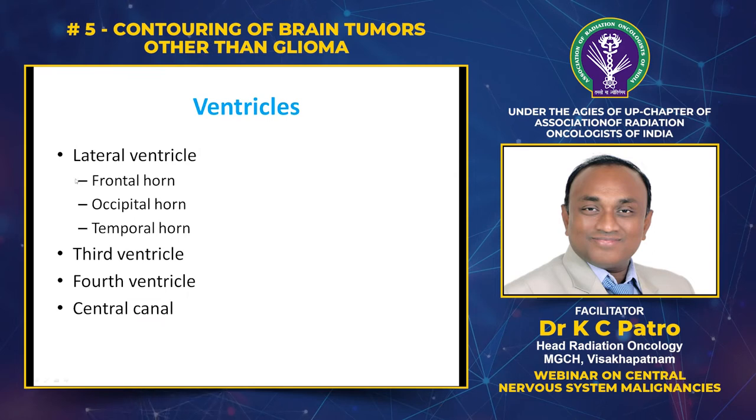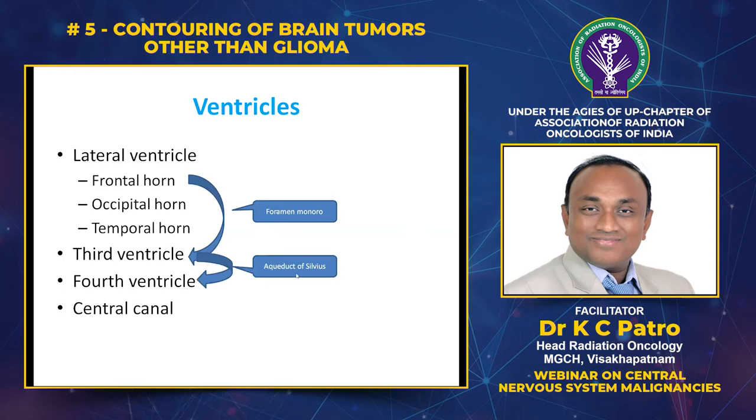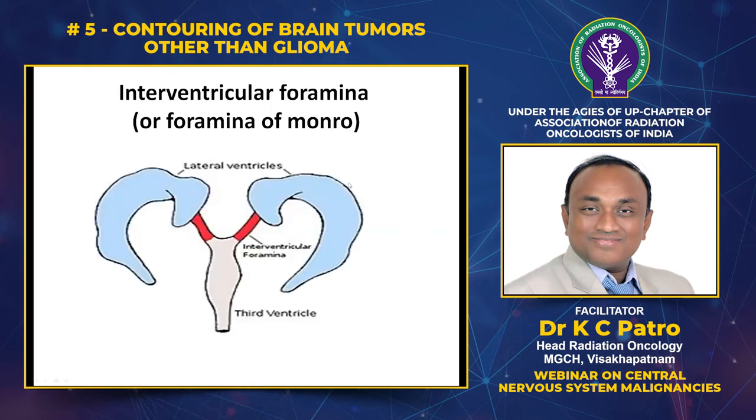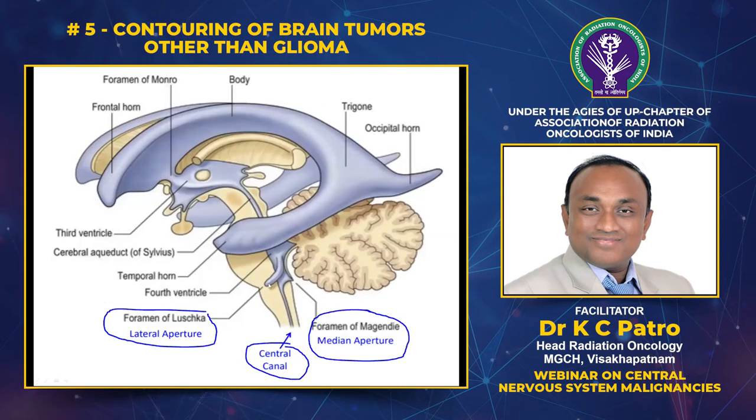There are lateral ventricles with a frontal horn, occipital horn and temporal horn, a third ventricle, a fourth ventricle, and a central canal. From the lateral ventricle to the third ventricle is the foramen of Monro. From the third ventricle to the fourth ventricle is the aqueduct of Sylvius. This is the two lateral ventricles, the interventricular foramen, and the third ventricle. As I told, there are two lateral apertures from the fourth ventricle, the foramen of Luschka, and the central one is the foramen of Magendie.